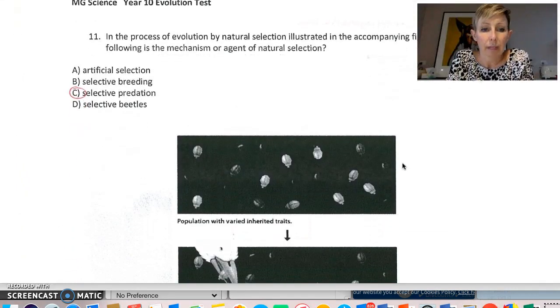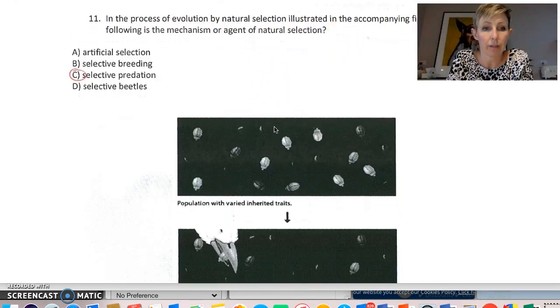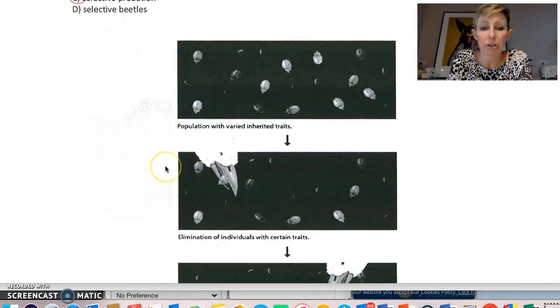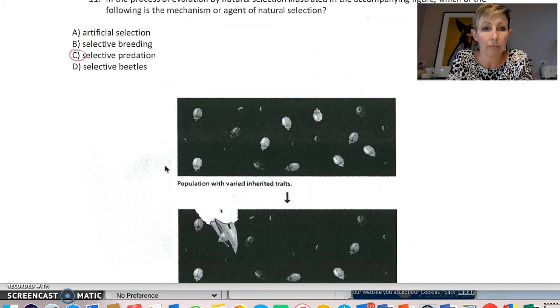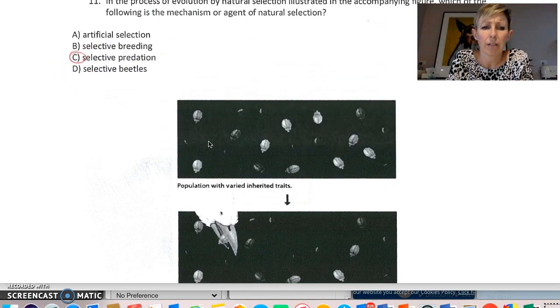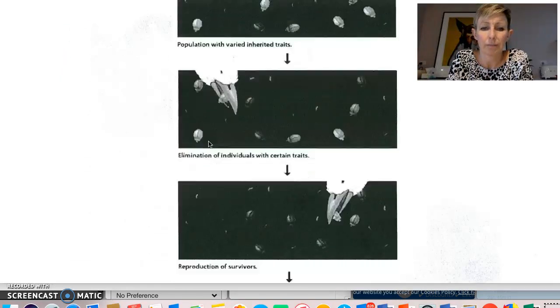11. In the process of evolution by natural selection, illustrated in the accompanying figure, which one of the following is the mechanism or agent for natural selection? Clearly not artificial selection, so it looks like there's no human intervention occurring here. Selective breeding, again, another term or words used for artificial or human selection. Selective beetles doesn't really make sense, so the answer is in fact selective predation.